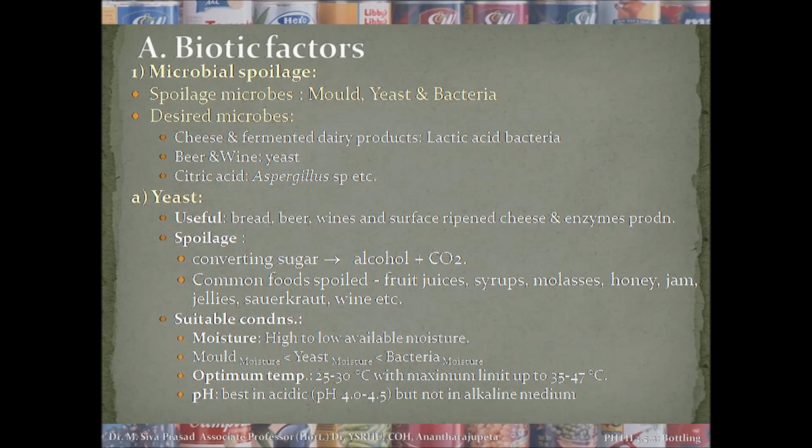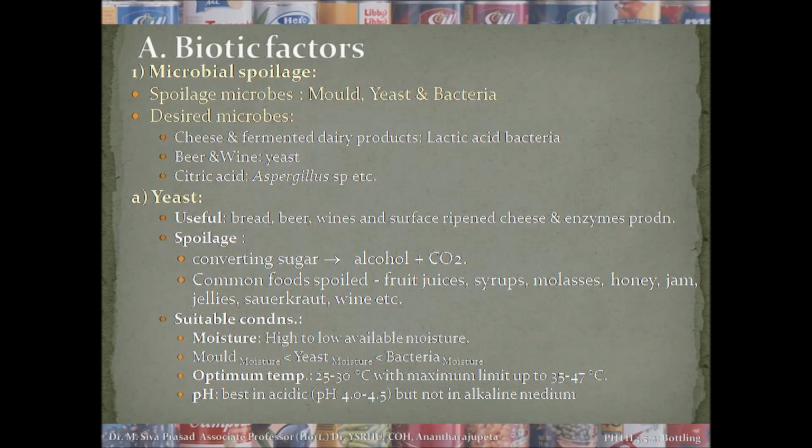So apart from that, they are also useful in beer and wine preparation. It is carried out by the yeast, and Aspergillus species are helpful in the production of citric acid. So those are the advantages, or the desirable changes, that are brought about by the desired microbes, right?